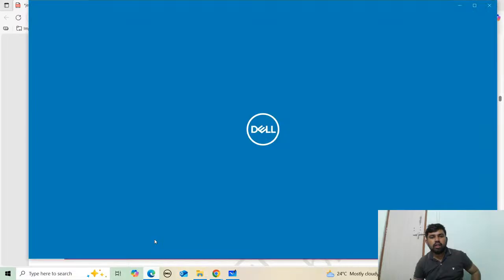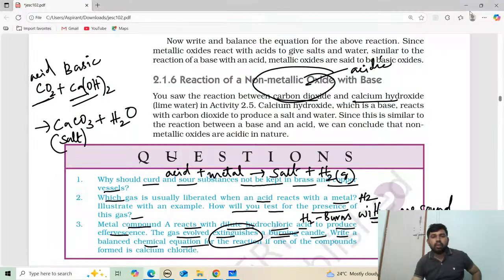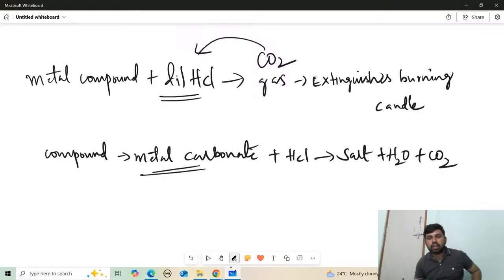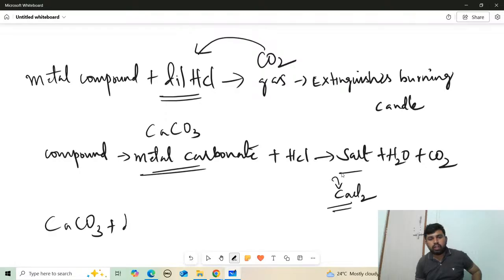Now look at the question again. They are saying write the balanced chemical equation if one of the compounds formed is calcium chloride. They have given the salt: calcium chloride. What is the metal here? Calcium is the metal. So the metal carbonate is CaCO3. Finally I'll write the equation: CaCO3 reacts with dilute HCl to give CaCl2 plus H2O plus CO2.